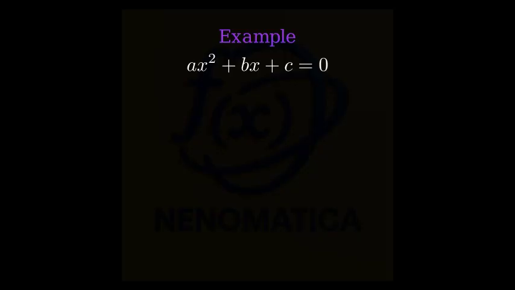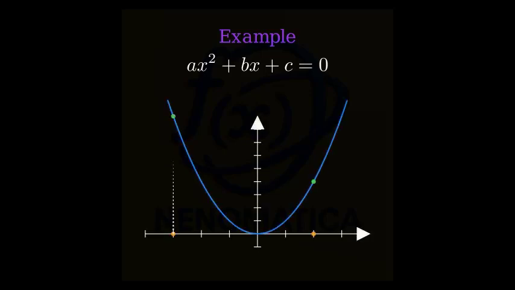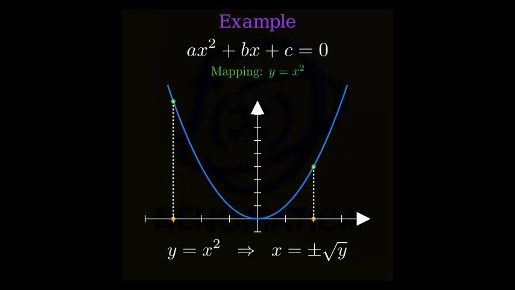The goal is to create a new equation in a new variable y, where each new root is the square of an original root. Think of a mapping that takes x to y equals x squared. We will show this with a parabola. Step 2. Define the new variable y to be x squared. Then x equals plus or minus the square root of y.